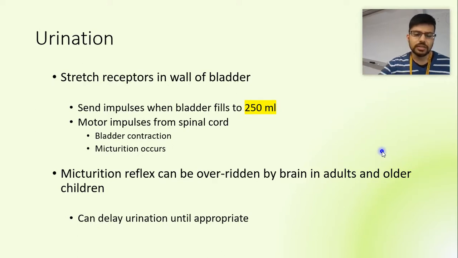And you get a couple of signals. You get this bladder contraction first. So when your bladder is really full at 250 mils, your bladder starts to contract, so it starts to squeeze on you, and then micturition starts to happen, and that's the actual action of peeing.